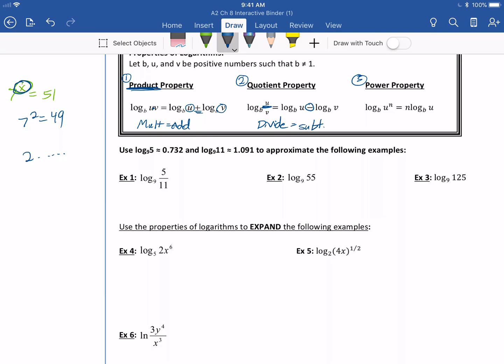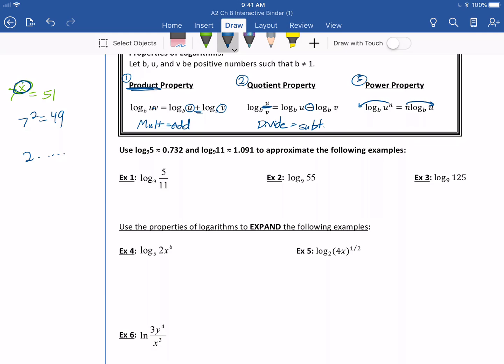All right, so those are the two ones that are similar. Now the power property is a little bit different than both of them. If you have a power, that power can come out in front. So notice here it goes both ways. If it's out front, it can go to the back in the exponent. If it's an exponent, it can come to the front. Okay, and that's going to be huge today as we go through.